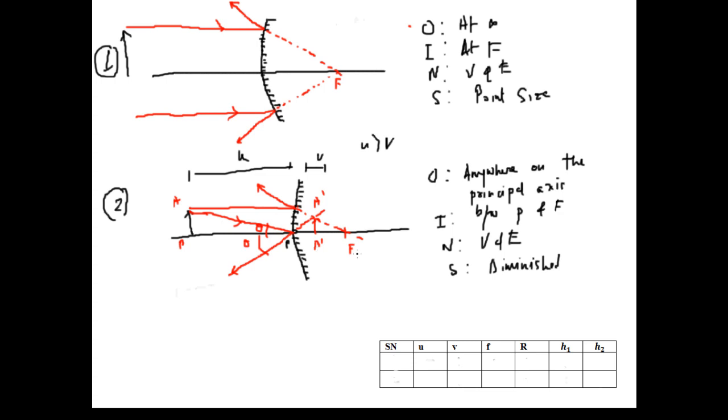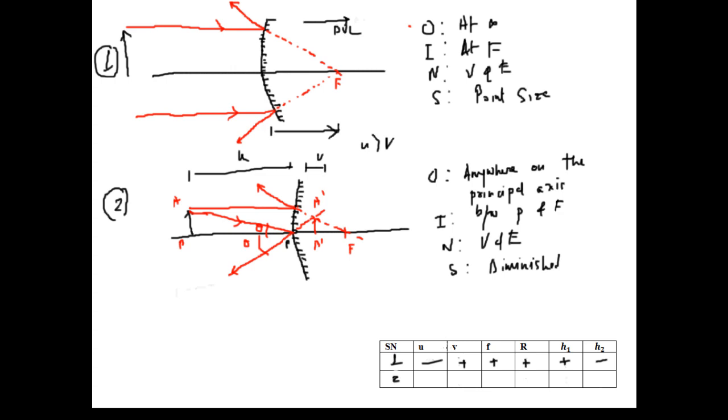Now let's see the sign conventions. For sign conventions, first one: in this case u will be negative, as this is the direction of light, you are measuring opposite, so negative. V will be positive. Focal length, you are measuring from here to here, so this is the direction of your measurement, so f will be positive. Convex mirror's focal length is positive, radius of curvature positive, h1 positive, h2 negative.